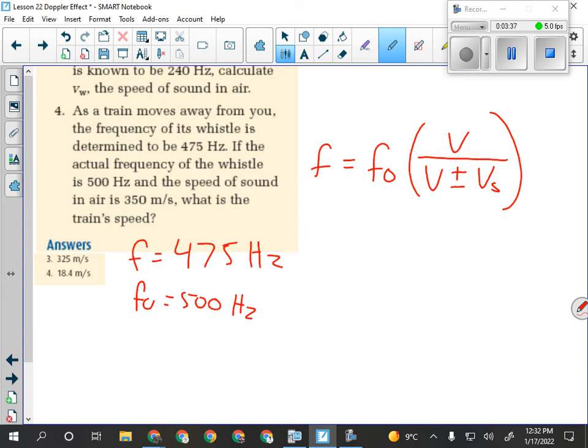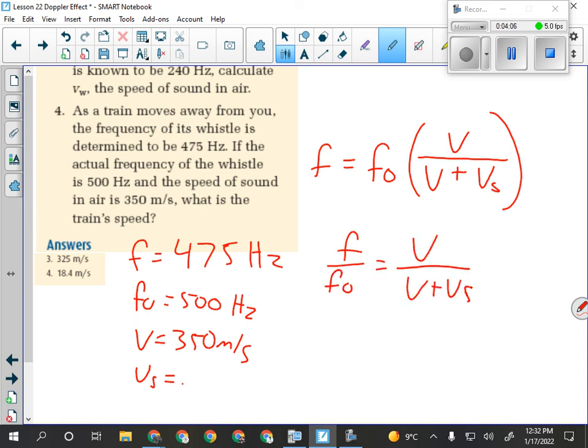And the other thing they tell me is that the speed of sound in air, or the speed of the waves, is 350 meters per second. So I'm looking for VS. All right. In this particular one, because the object is retreating, I will be adding VS. Okay, so when I want to manipulate to solve for VS, the first thing I want to do is move FO over to the other side. So I'll have F over FO equals V over V plus VS.